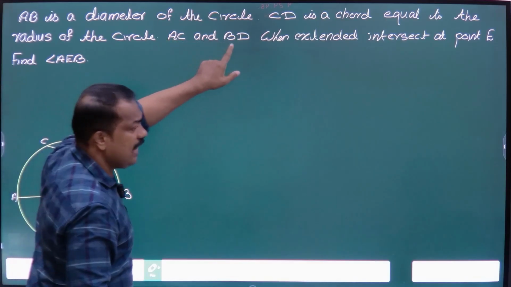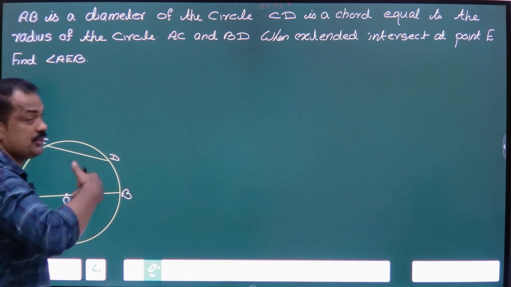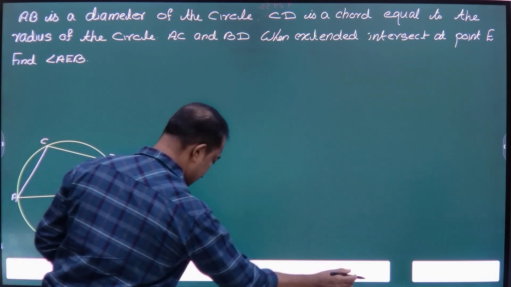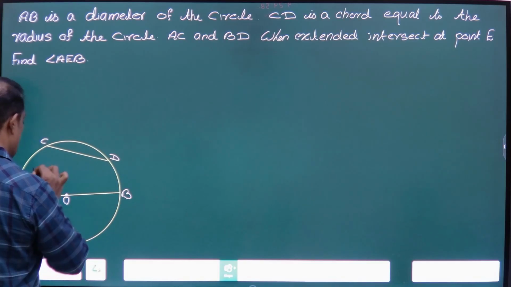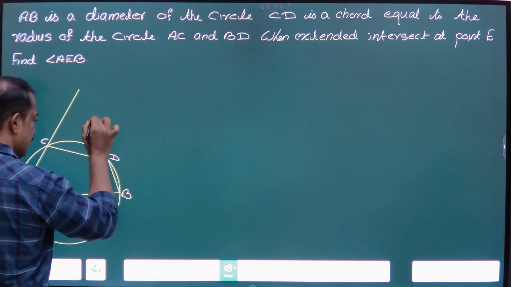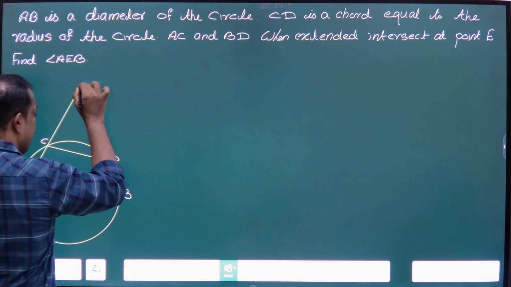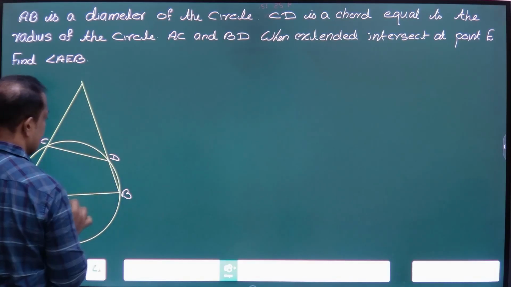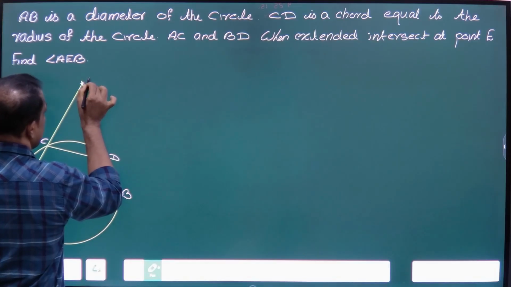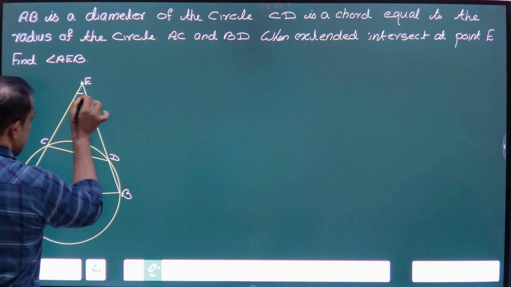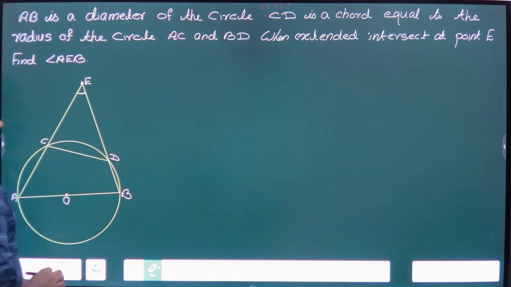And AC and BD, so AC को join करना है, फिर extend भी करना है. So AC, this is AC, join करो. और इसको क्या करना है फिर? Extend. Join AC and BD when extended intersect at point E. You have to find this angle, angle AEB.